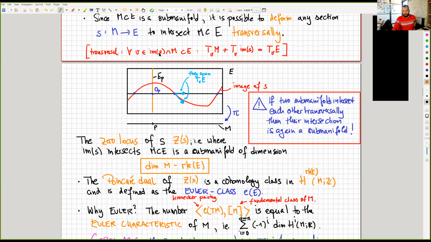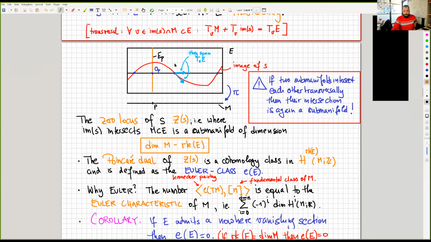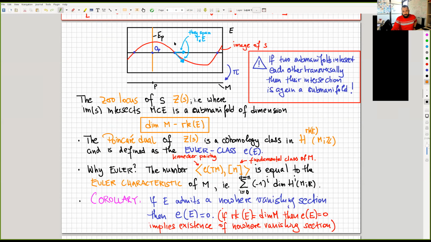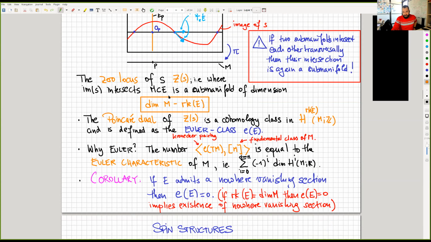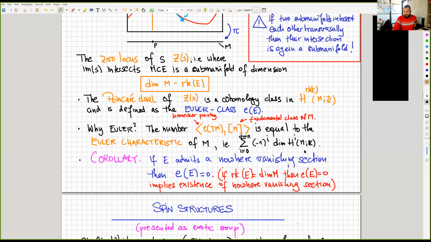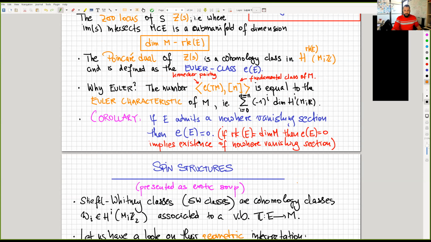For all points in the intersection, when there's no intersection, this is empty, and this is also considered a transversal intersection. Then you see that the zero locus of that is also empty, and you can translate it in the sense that the Euler class must vanish, right? So if there exists a nowhere vanishing section, then your Euler class is always 0. The other direction is not always true.